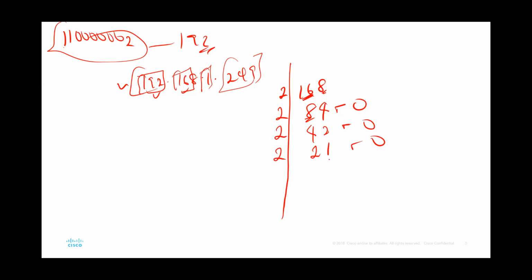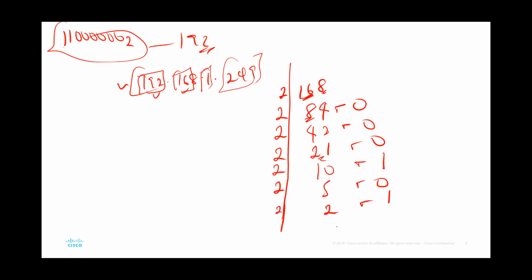We have 21. 21 divided by 2 will give me 10. 2 times 10 is 20. How many do I have left? Remainder 1, because I'm dealing with 21 here. Bring the 2 here again. 10 divided by 2 will give me 5. Remainder 0. Bring 2 here again. 5 divided by 2, 2. 2 times 2 is 4. Remainder 1. Bring another 2 down here again.